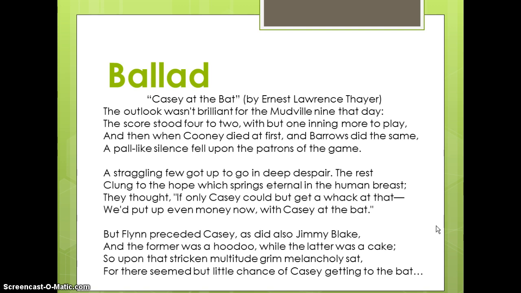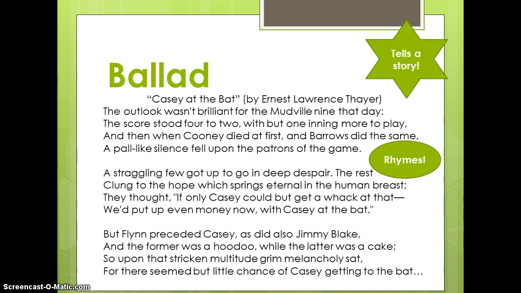So what characteristics of a ballad do we see, even in these first 3 stanzas? Well, the first is, it tells a story. We're hearing about a baseball game, the last inning, wondering if this great hitter is going to get a chance to tie the game. Also, we have rhymes: day, play, same, game, etc. And we know that ballads have rhyme and rhythm. So those 2 things show us that this is an example of a ballad.